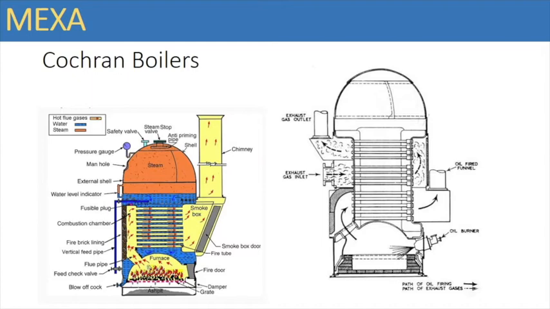Composite Cochrane boiler is an enhancement to utilize waste heat from the main propulsion system to increase efficiency of the propulsion plant, thereby reducing fuel consumption of essential steam services while out at sea.